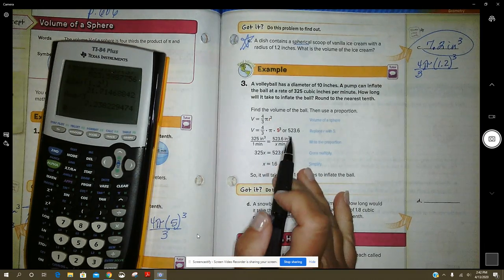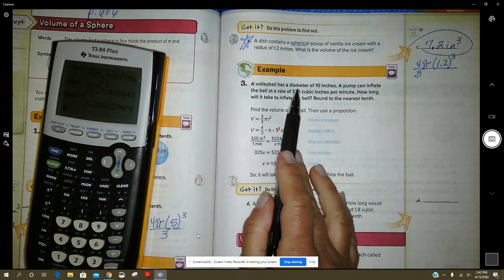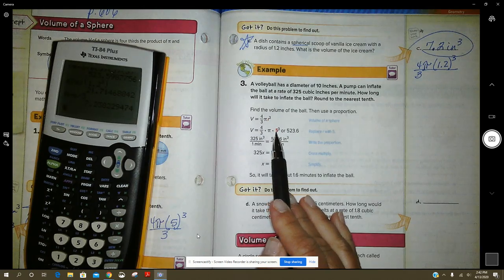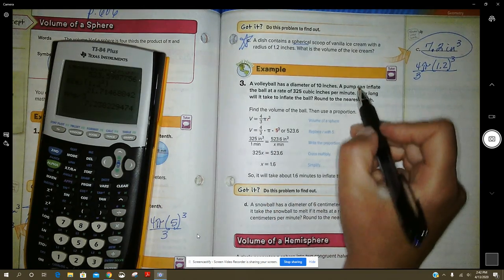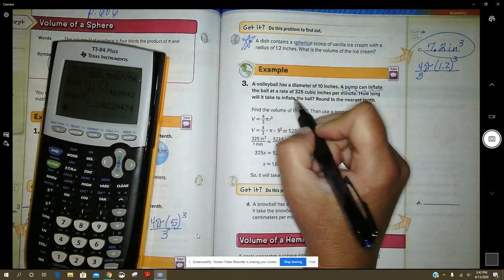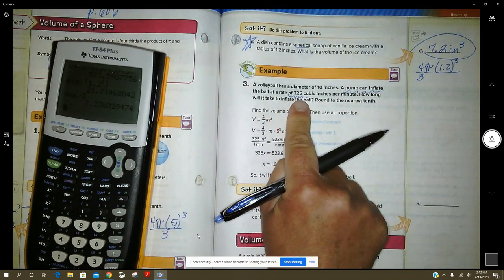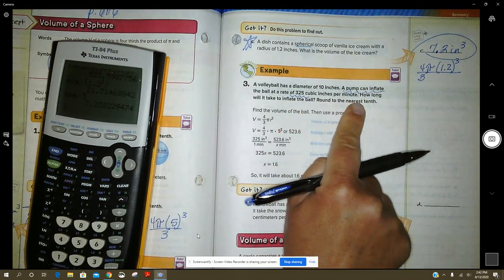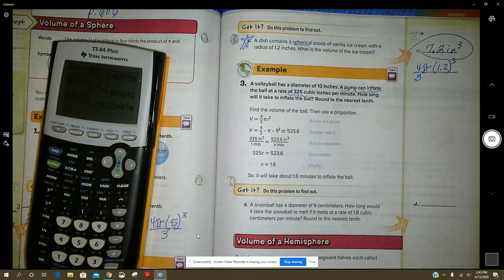It says that there's a diameter of 10. So again, make sure that you divide by 2 to get the 5. This time we're actually going to pump it full of air, and it says that it can pump at a rate of 325 cubic inches per minute. So how long is that going to take?